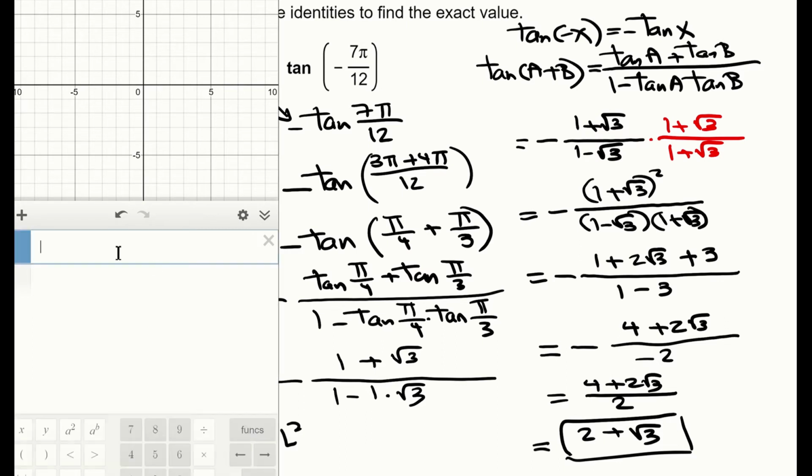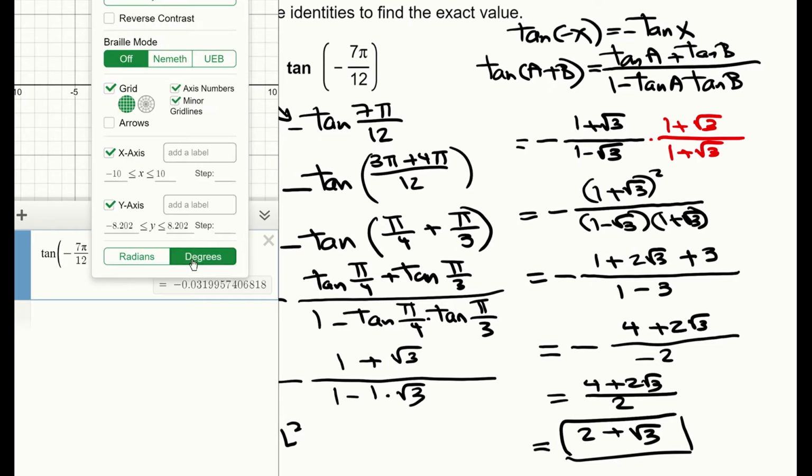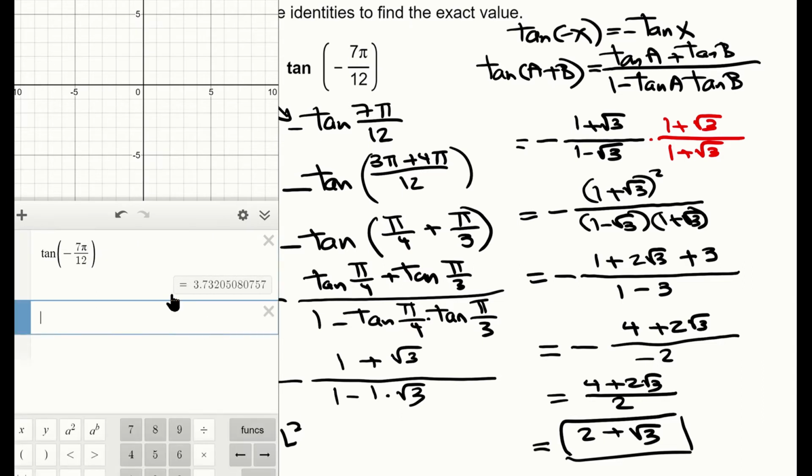Of course, before we leave this problem, go ahead and notice that if we calculate the tangent of negative 7 pi over 12, and this is where you have to be extremely careful, because if you recall, for the last problem we had gone into degree mode, so we have to change back to radians. So here we have the tangent of negative 7 pi over 12, and now if we calculate 2 plus the square root of 3, of course we'll get the same value.